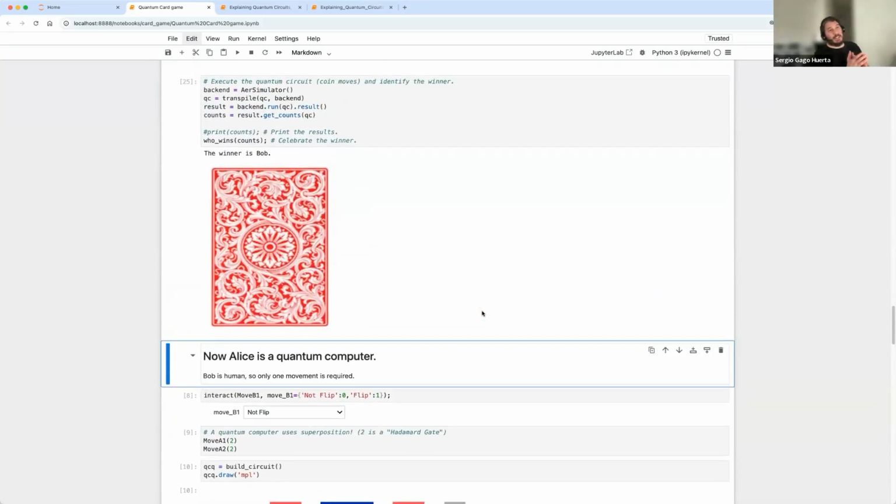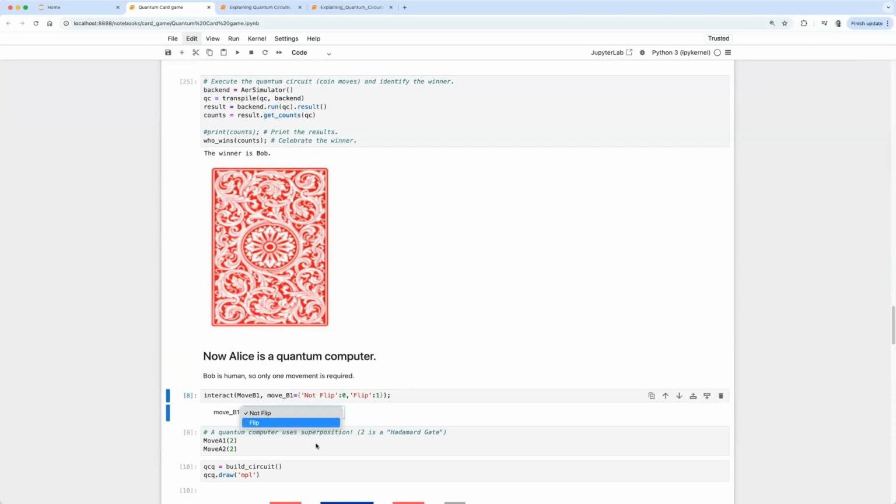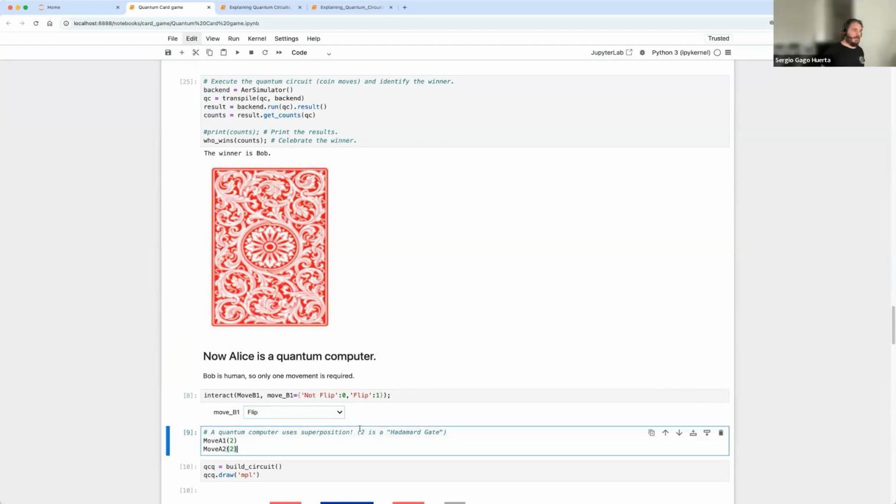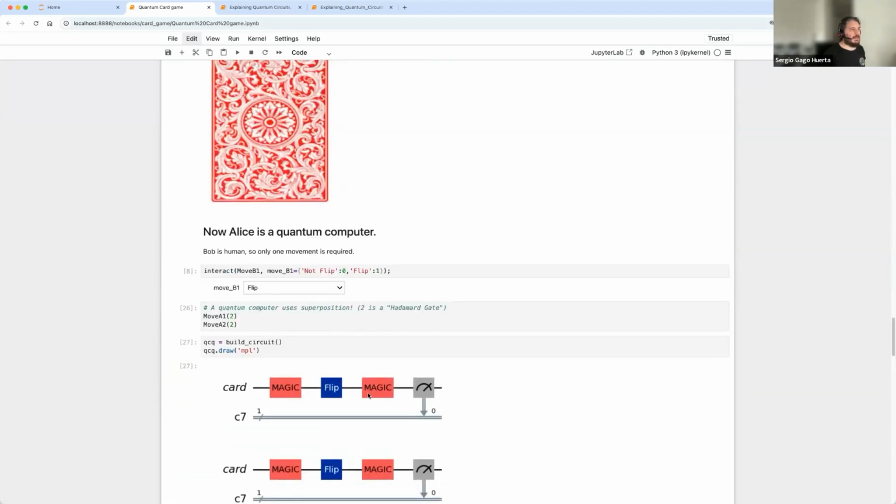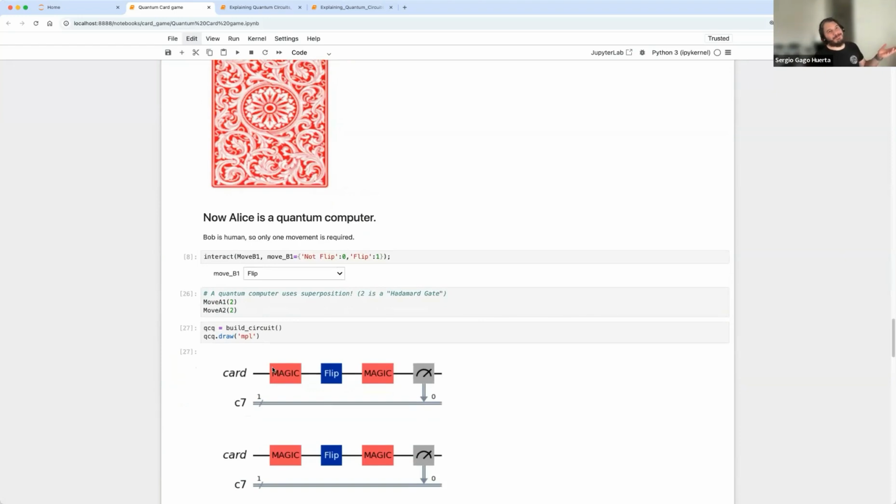So now, instead of Alice, Bob, you're going to fight against a quantum computer. Are you ready? Yes. All right. Only one movement. You can choose flip or not flip. Not flip. Right? You're not flipping the card. And the quantum computer, of course, has some magical powers, right, that classical devices don't have.